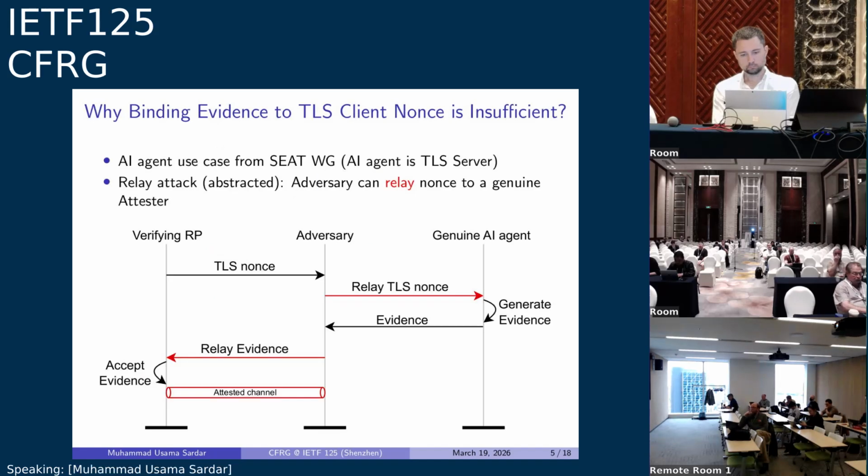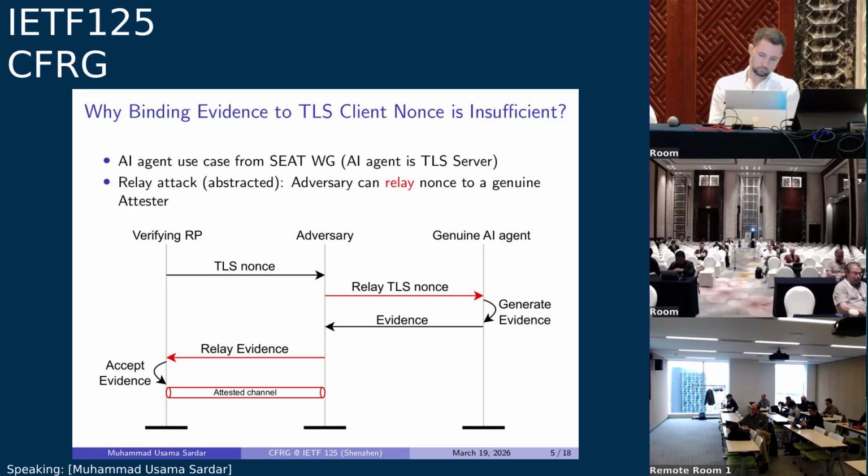What we further did in that analysis was to look into all the possible exploration of the intra-handshake. That was something instructed by the AD, Paul. We took the use case from the SEAT working group, the AI agent use case. It's just a fancy thing where the TLS server is acting as the AI agent, nothing different from the protocol design perspective. So wherever you see genuine AI agent, you can just replace it with TLS server. No technical difference at all.